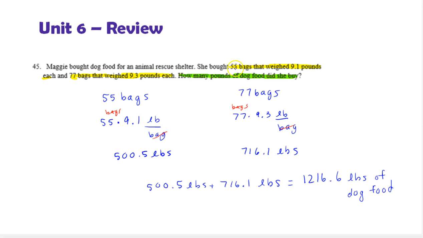I think these were originally just 5 and 7 and it was typoed that way, but we'll say that Maggie's very generous. Okay, so to sum up, we took the number of bags and the pounds per bag to find the pounds of the first type of bag and did the same for the second type of bag that weighed 9.3 pounds. Then we took those two quantities and combined them through addition to find the total amount of dog food she purchased.